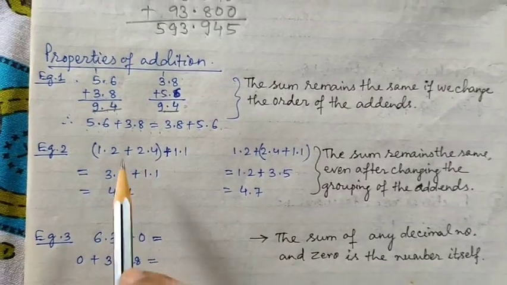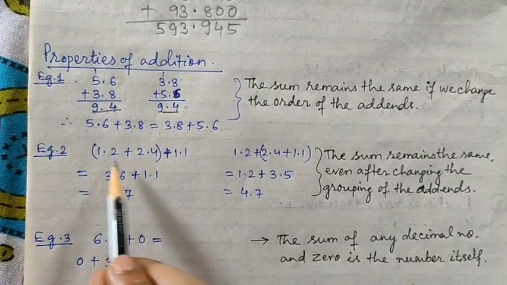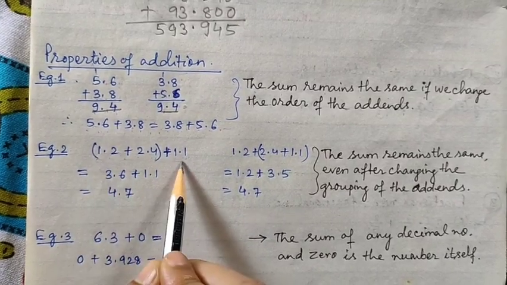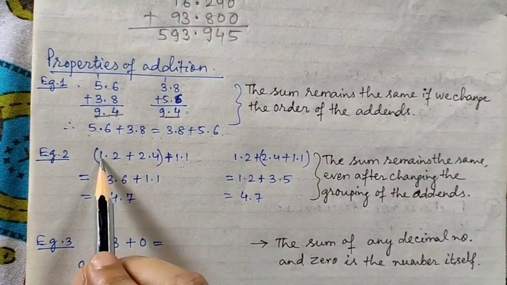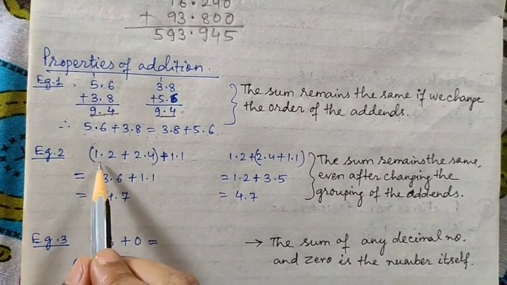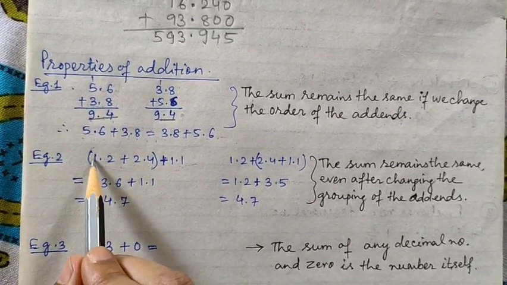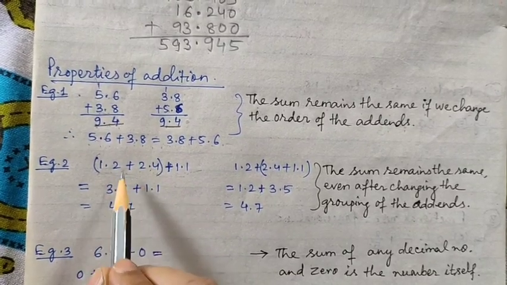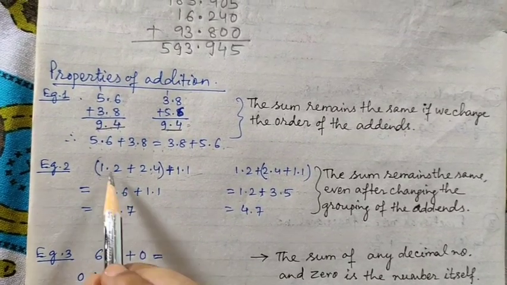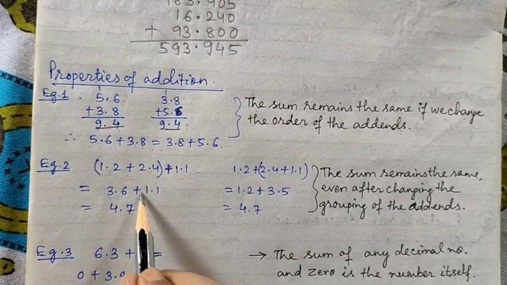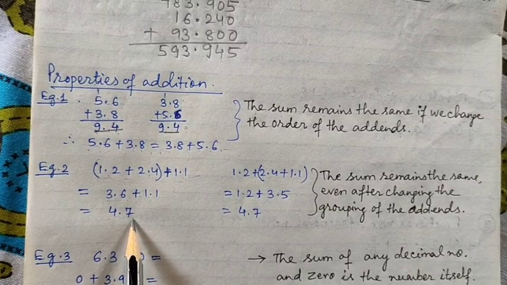Then the second one, suppose you want to add 1.2, 2.4 and 1.1. So I have written them in order. ऐसे एक कैसे भी एक arrange करके लिखो. Then you have to use brackets and you have to write first and second number within the bracket and add them first. Bracket में है means उससे पहले add करना है. So when you add 1.2 and 2.4, you will get 3.6 plus 1.1 is 4.7.